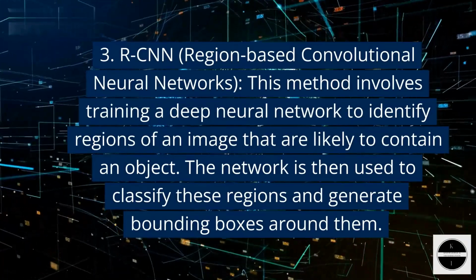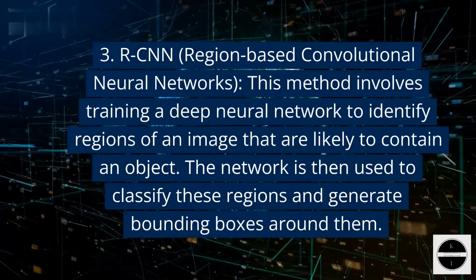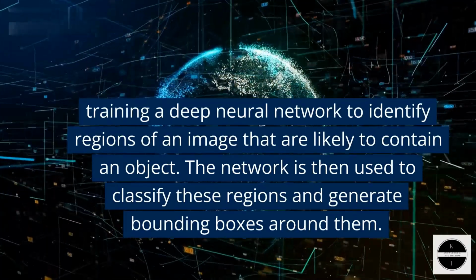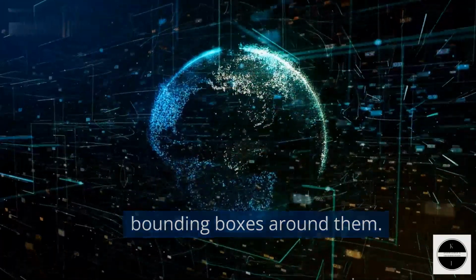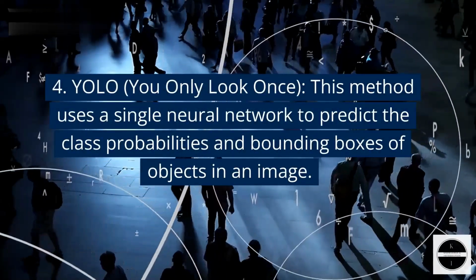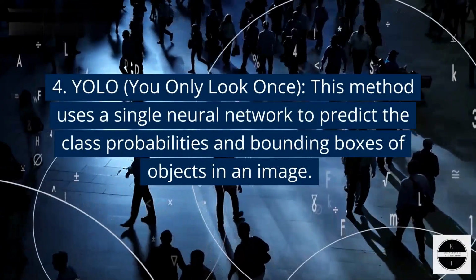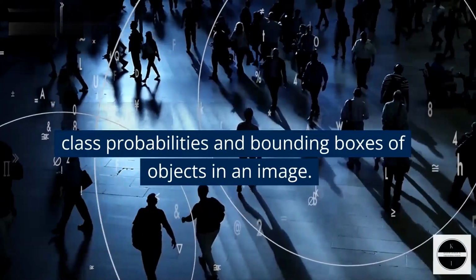This method involves training a deep neural network to identify regions of an image that are likely to contain an object. The network is then used to classify these regions and generate bounding boxes around them. 4. YOLO, You Only Look Once. This method uses a single neural network to predict the class probabilities and bounding boxes of objects in an image.